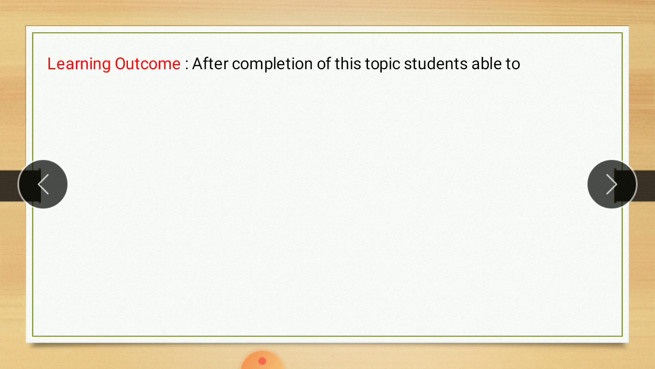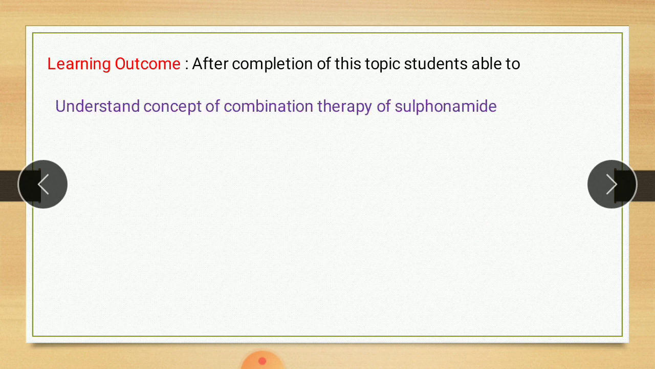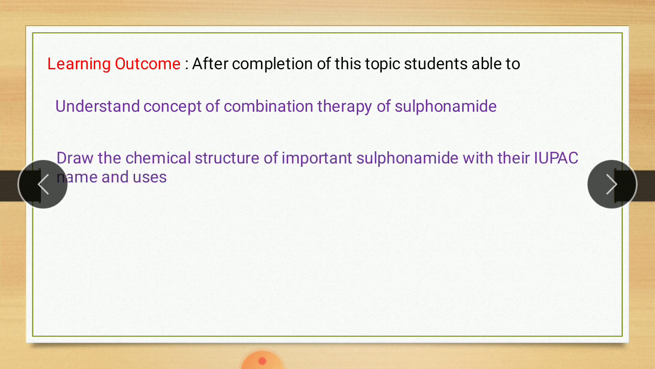The learning outcome of this topic: after completion of this topic, the student will be able to understand the concept of combination therapy of sulfonamide, and draw the chemical structure of important sulfonamides with their IUPAC names and uses. Now let us start combination therapy called Cotrimoxazole.